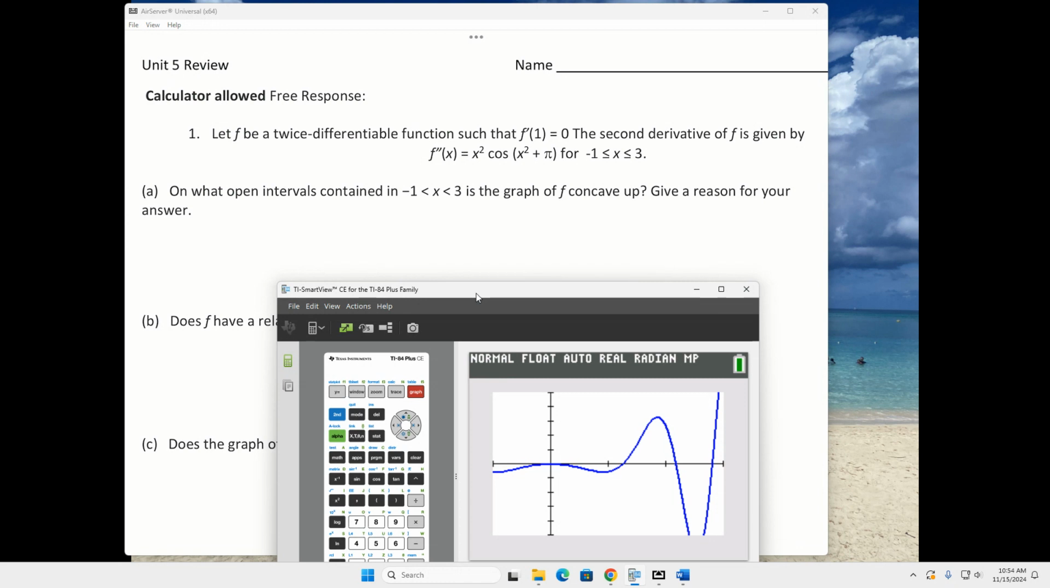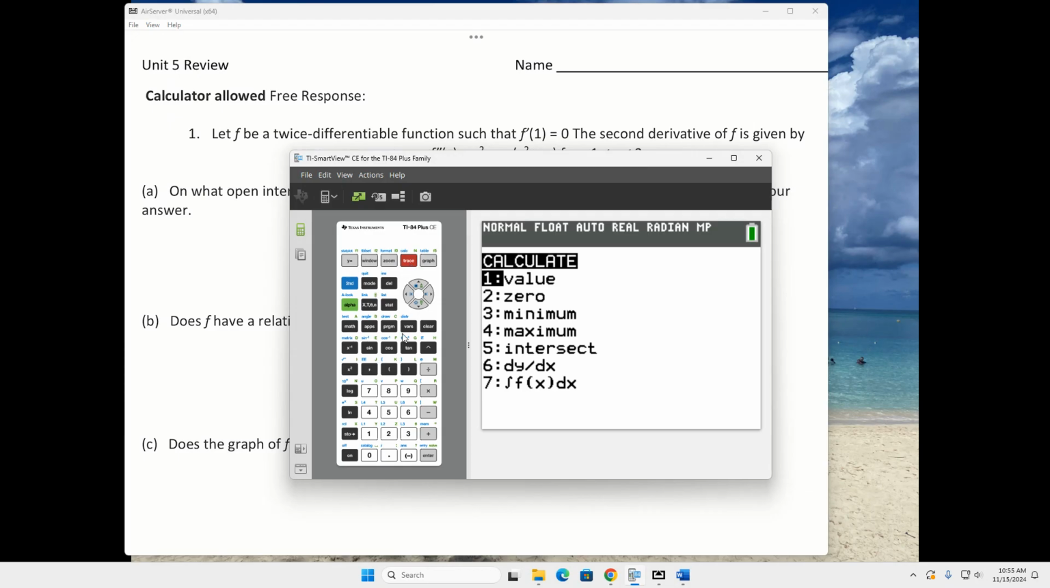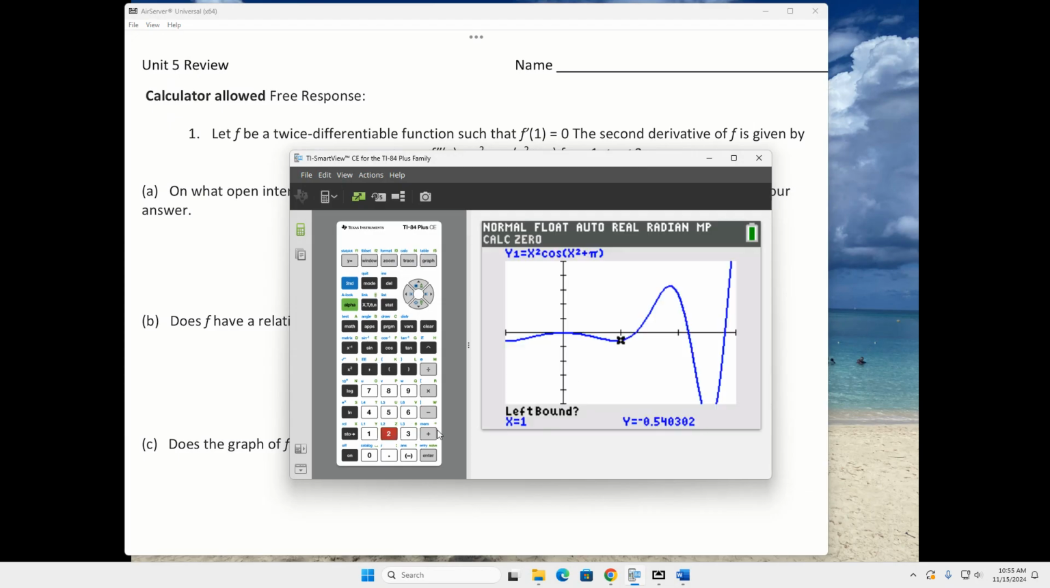Absolutely not. This is the second derivative. If we want concave up, what do we want for the second derivative? Positive. So we're positive in 2 little sections here and here. And so we're going to calculate the zeros, because what we want to find is where it's crossing over. So second trace, zero, and then we're going to hit enter on the left side of one of the zeros, and enter on the right.